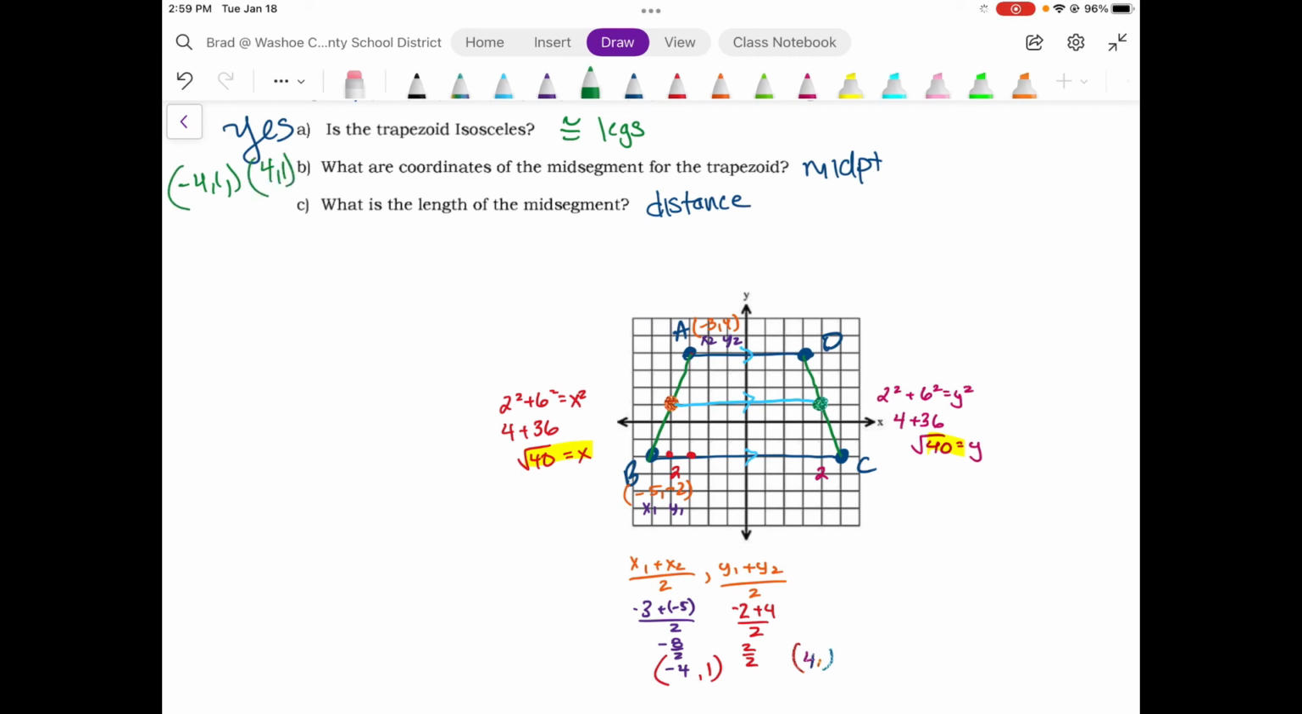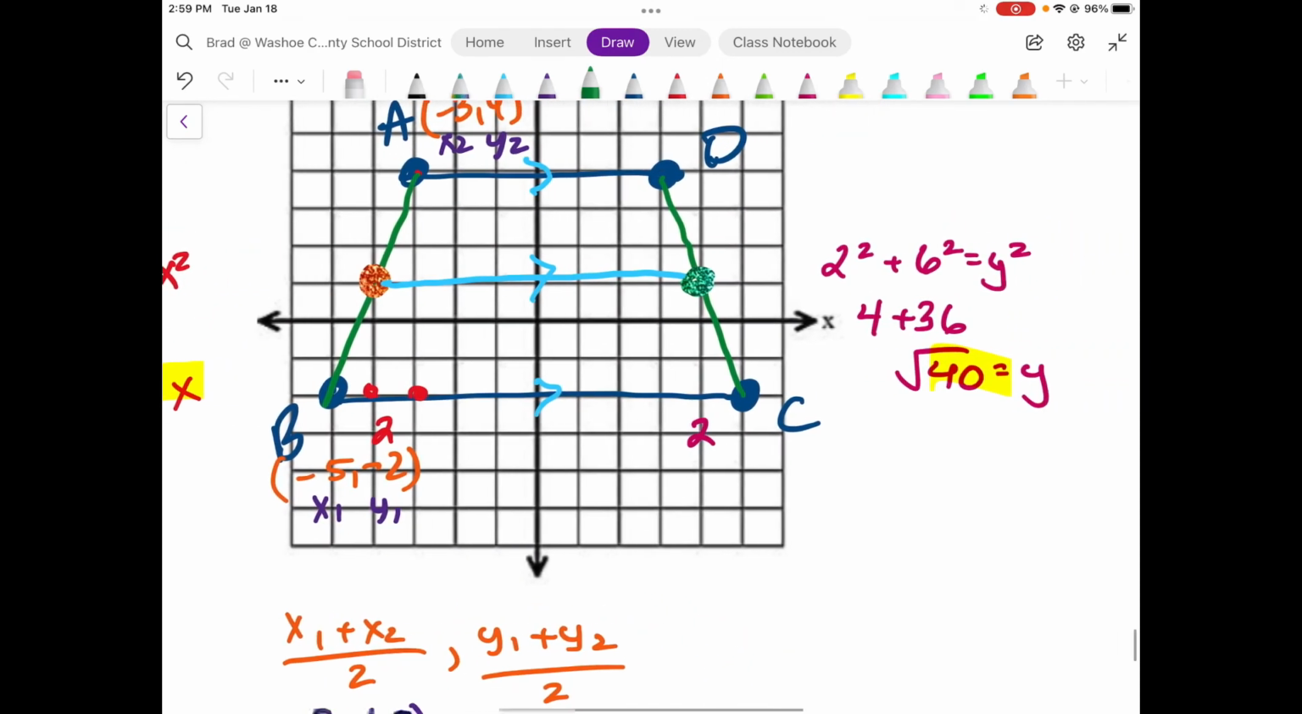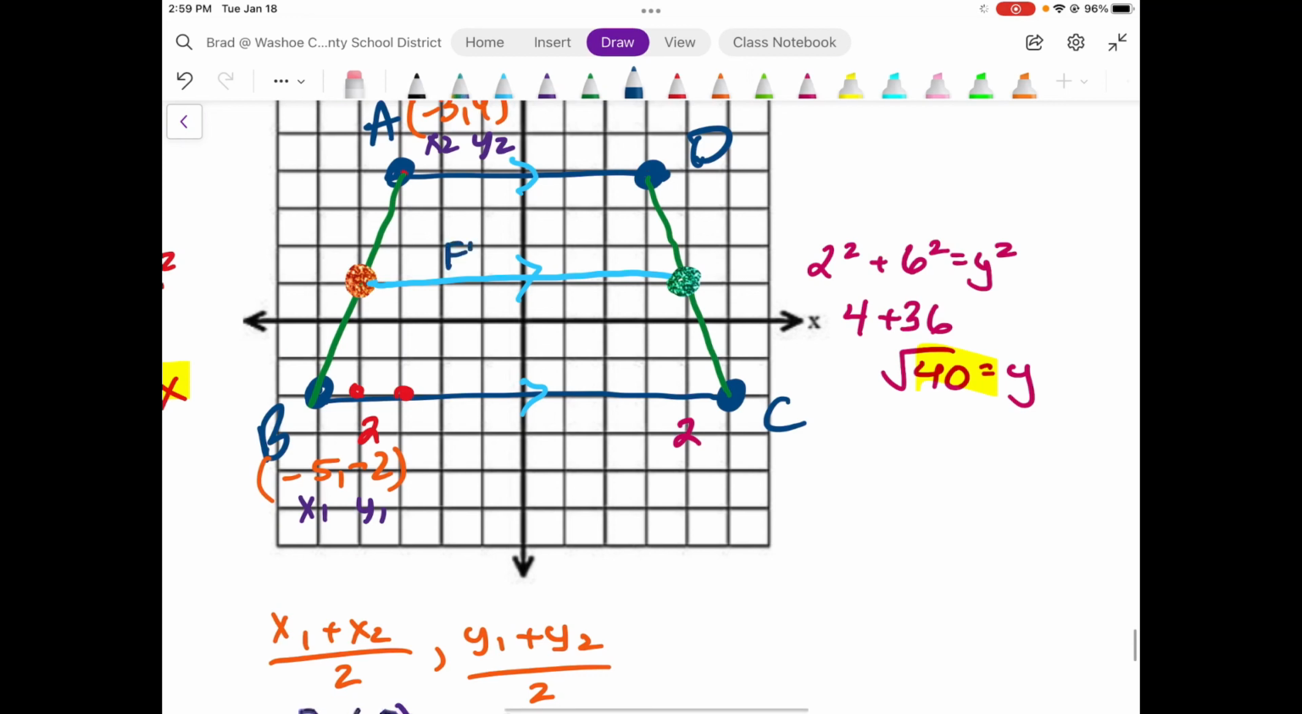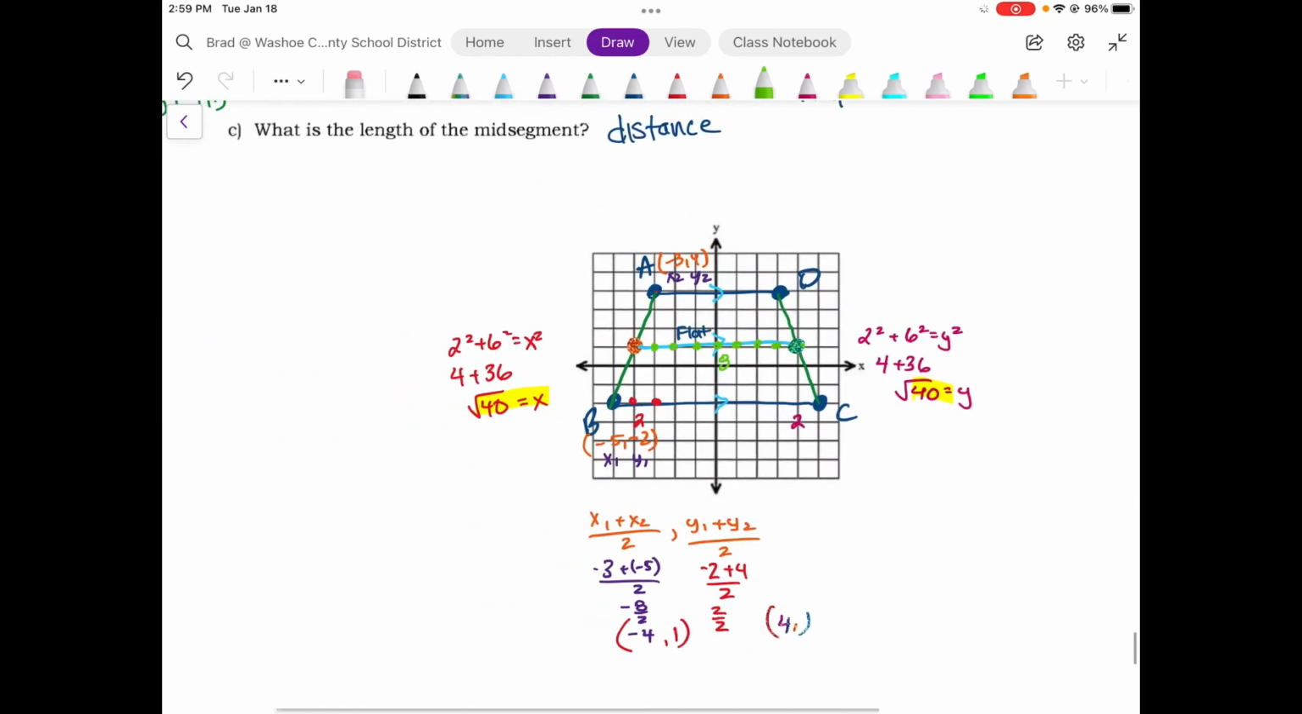So what is the length of that? Well, if it's going at an angle, we'd have to do the distance formula. But because this is flat, you can just count 1, 2, 3, 4, 5, 6, 7, 8. That's it. You're done.